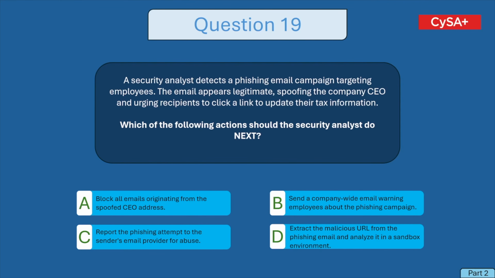In my thought process, what to do next would be to block all emails from the spoofed CEO address and then figure out what they're trying to do with option D, by extracting the malicious URL from the phishing email and analyzing it in a sandbox environment. That's kind of my thought process. I might be wrong on this one. Not feeling super confident, but I'm going to go with A on this. Block all emails from the spoofed CEO address. But I might be wrong. Let's see.